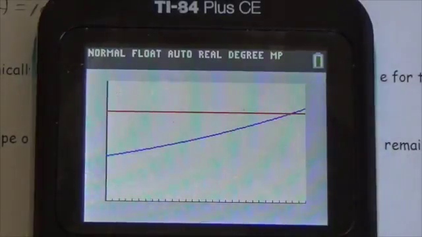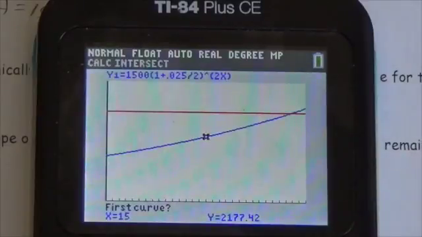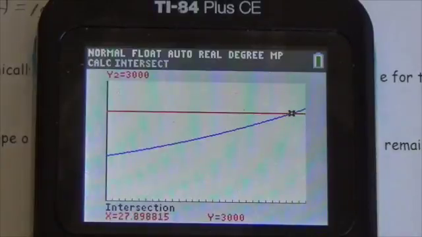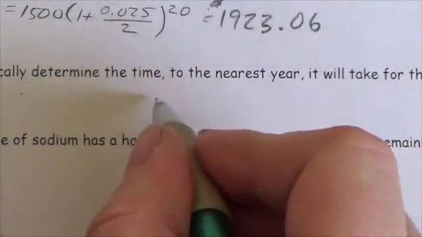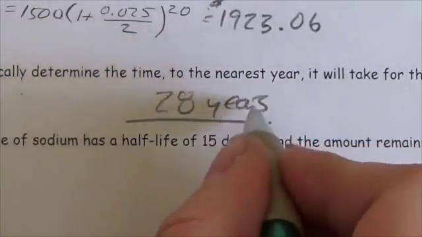Good. So now we'll press second, trace to get into the calc menu. We'll look at our intersect. Is that the first curve? Yep, that is the second curve. Bounces that out to there. So now this is 27.89. Now that's 27 years, and we're so close to finishing that 28th year. We're going to round that to the nearest year. And that tells us that that is going to take us 28 years to get to 3,000.